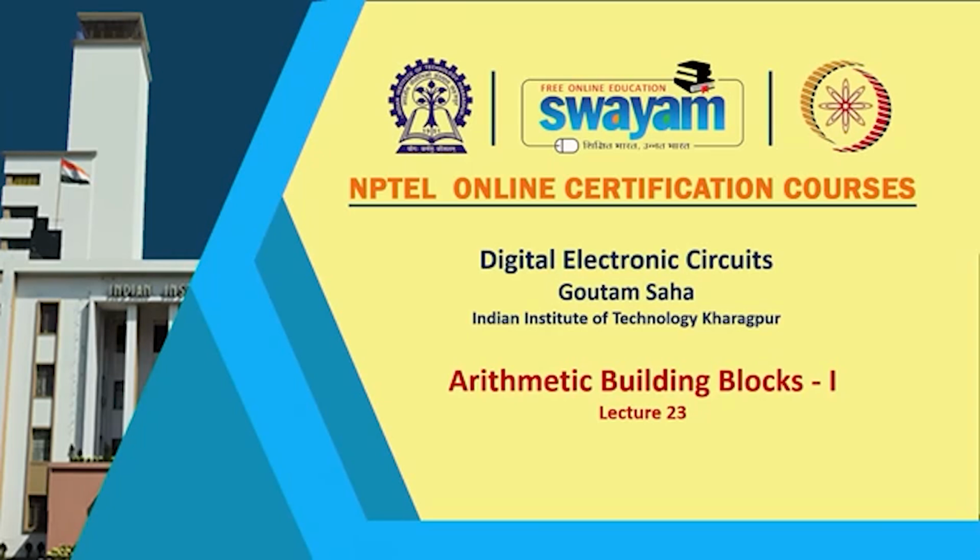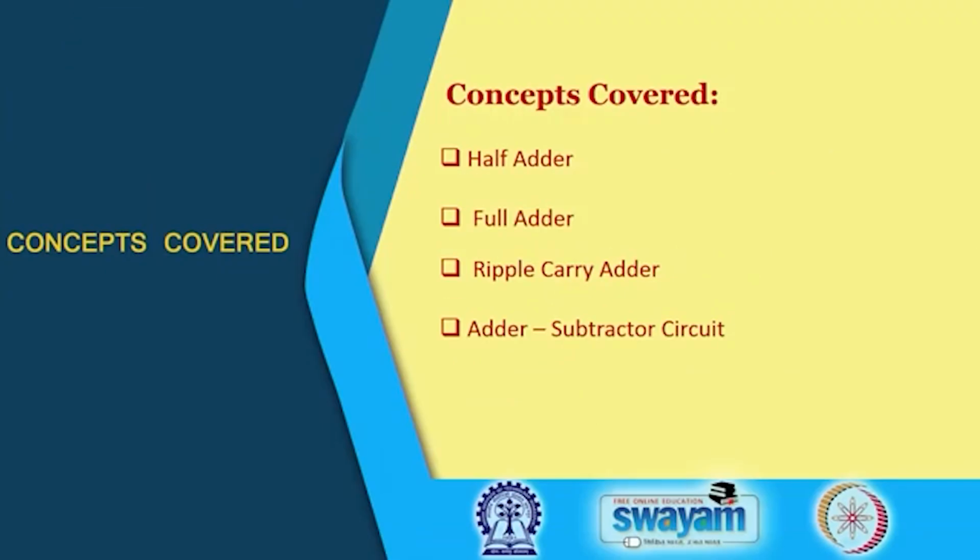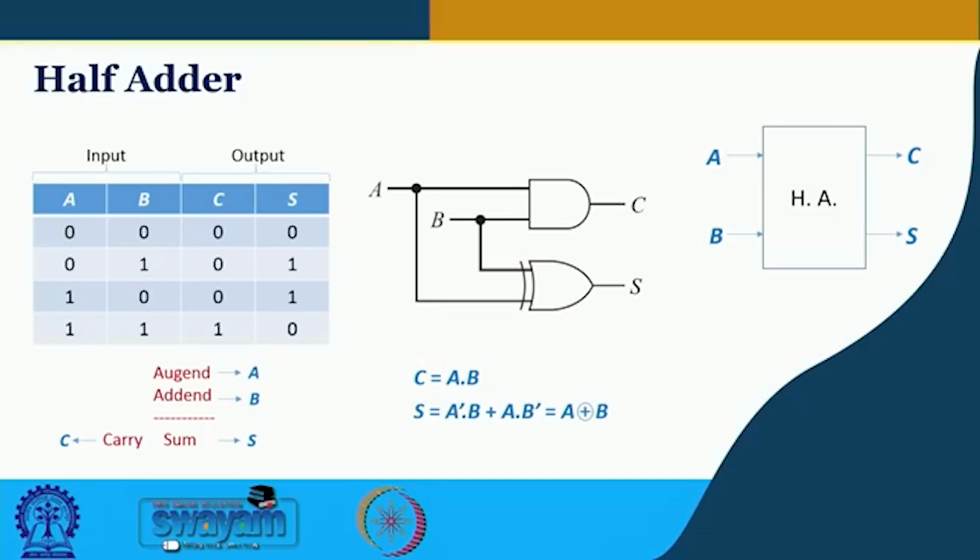So, it will be extended to the next class as well. We shall discuss half adder, full adder, ripple carry adder and adder subtractor unit in this particular class. So, first we discuss half adder. Why is it called half? It is because it does not consider any carry from the previous stage.